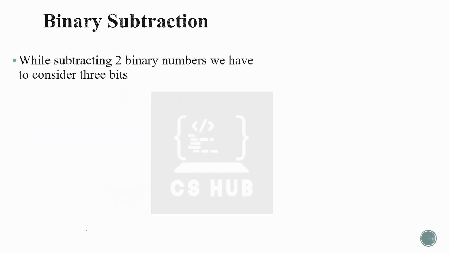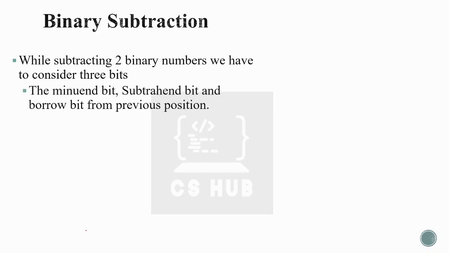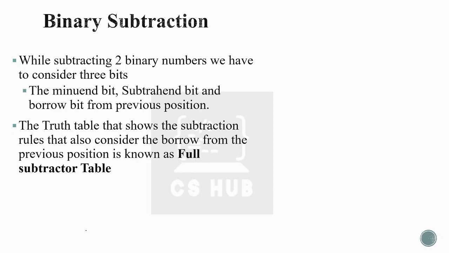While subtracting two binary numbers, we have to consider 3 bits. This is the same case as addition. In addition also, we have considered 3 bits. What are they? The augend bit, addend bit and the carry bit. Here also, we are considering 3 bits: the minuend bit, subtrahend bit and the borrow bit from the previous position.